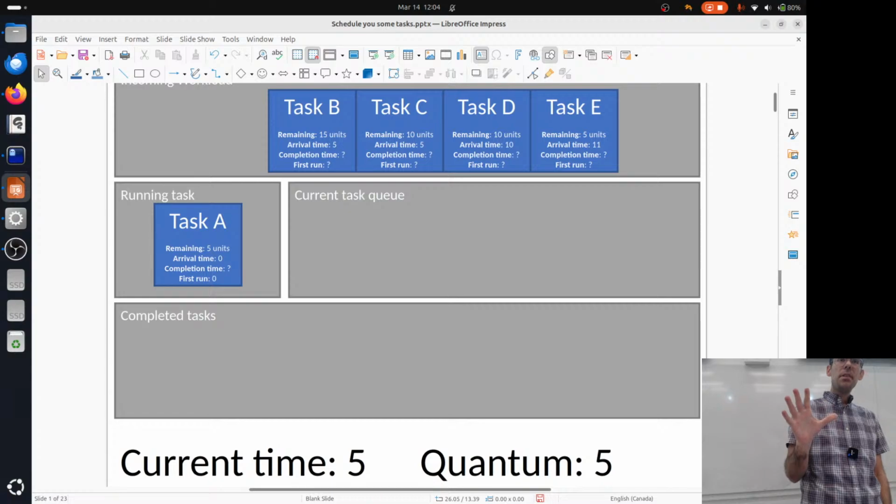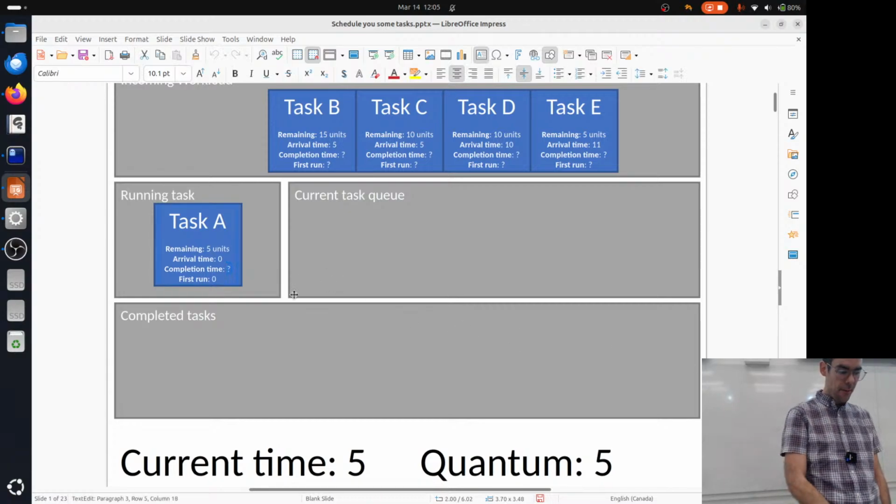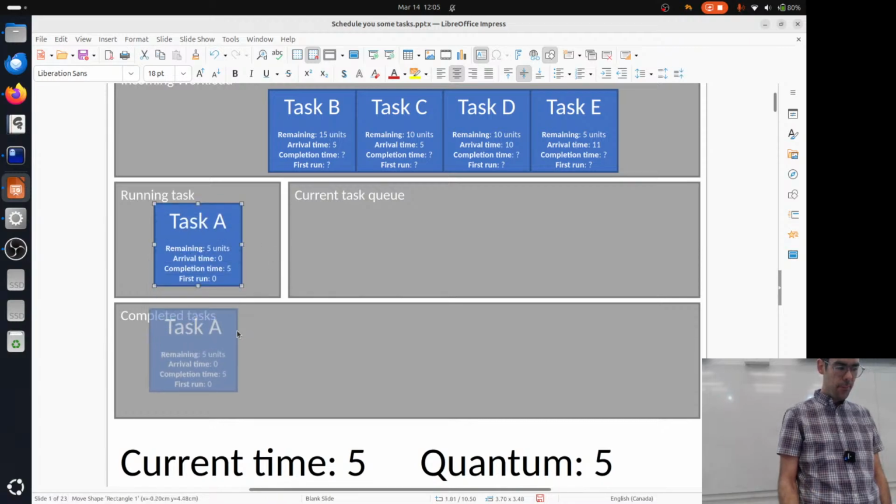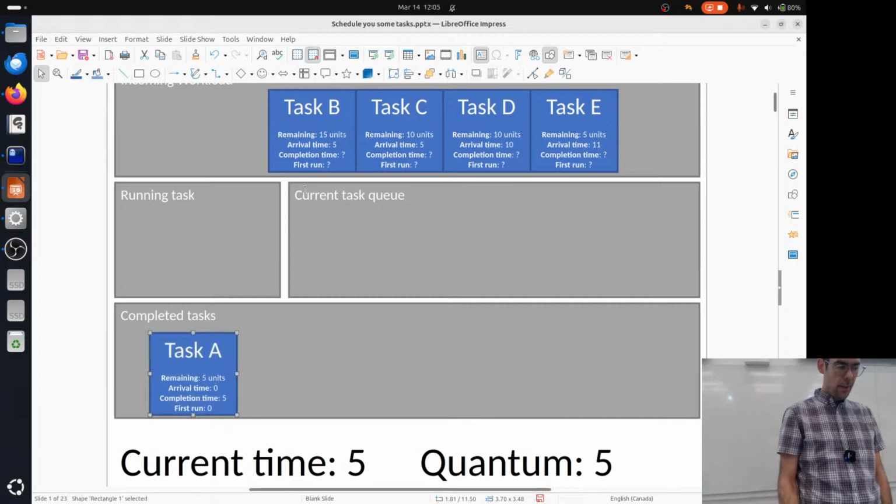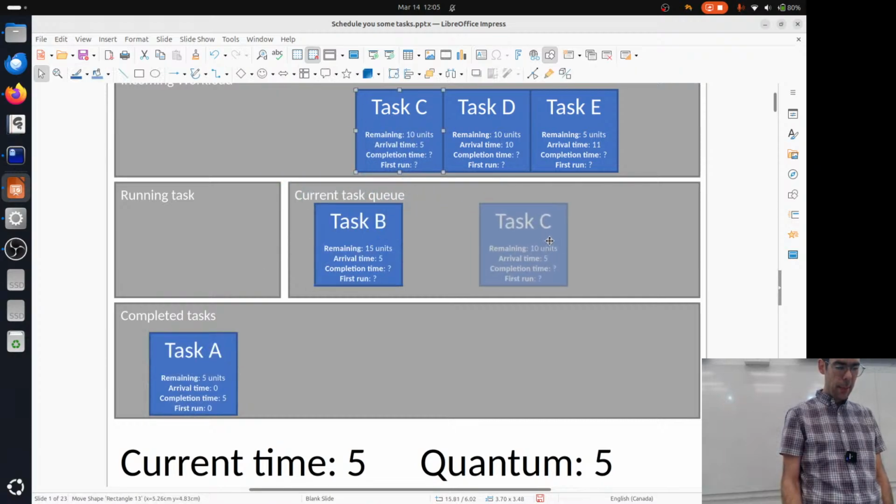At 5 units of time, we are instantaneously going to record that task A finishes. We're going to move it off the CPU. And now we've got task B and task C showing up.